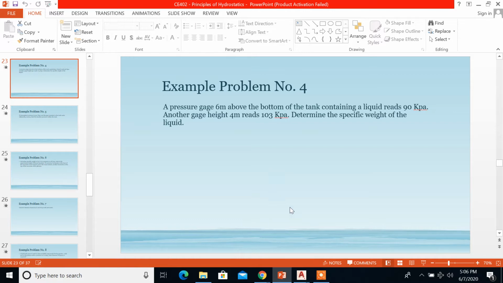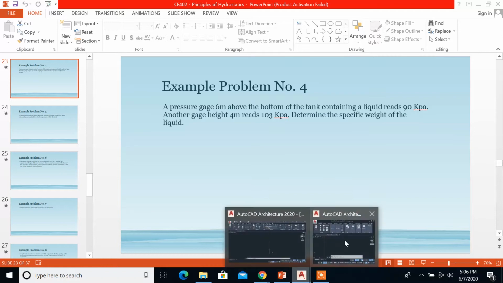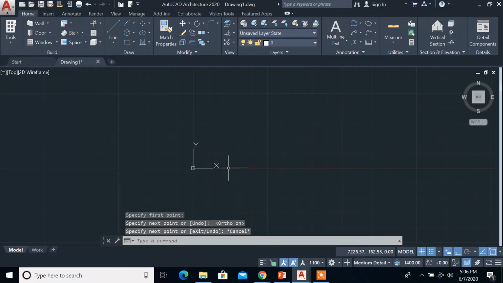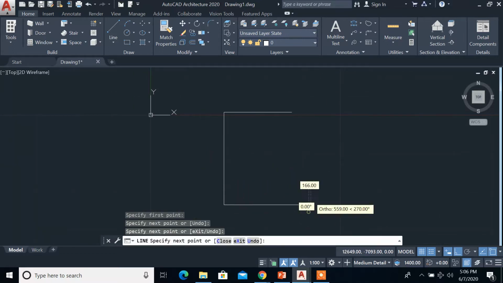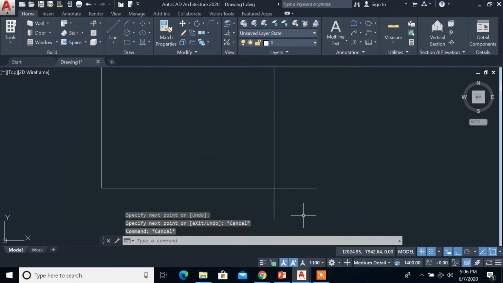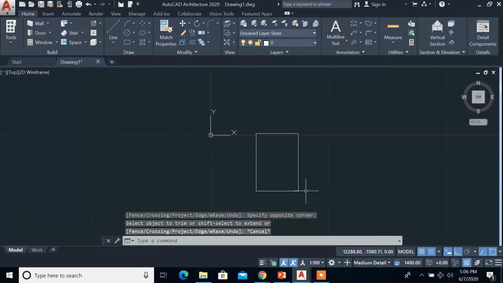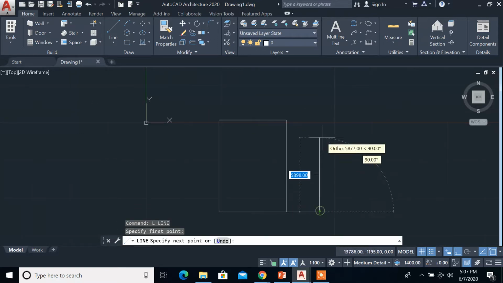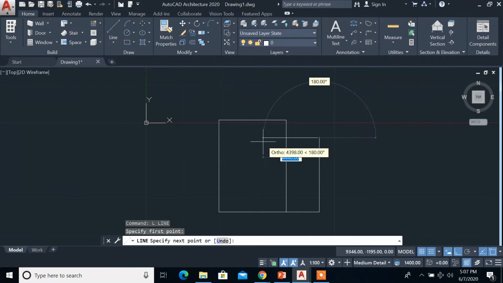So, meron daw tayo, pressure gauge 6 meters above. Drawing natin yan. Ayan. So, meron tayong cylinder. Cylinder tayo. And then next, from the bottom of the tank daw, mula dito, meron daw tayong pressure gauge 6 meters above. Assume natin ito is 6 meters. Equivalent to 6 meters. Ayan.